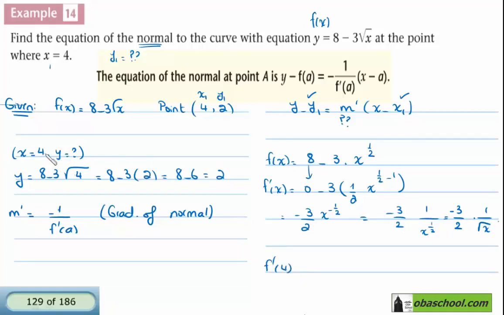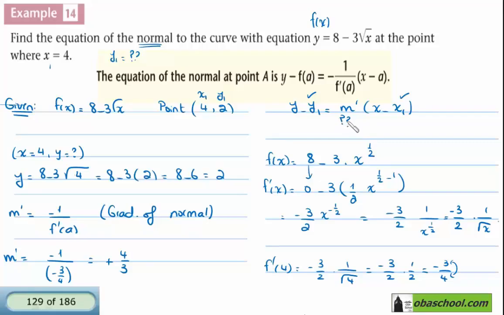Then substituting for the value of x in f prime of x, we will get minus 3 over 2 multiplied by 1 over the square root of 4, equal to minus 3 over 2 multiplied by half, equal to minus 3 over 4. So let's substitute now f prime of a in m prime. So we get minus 1 over minus 3 over 4, equal to minus divided by minus is plus, and now the reciprocal of 3 over 4 is 4 over 3. So now we have the gradient for the normal line.